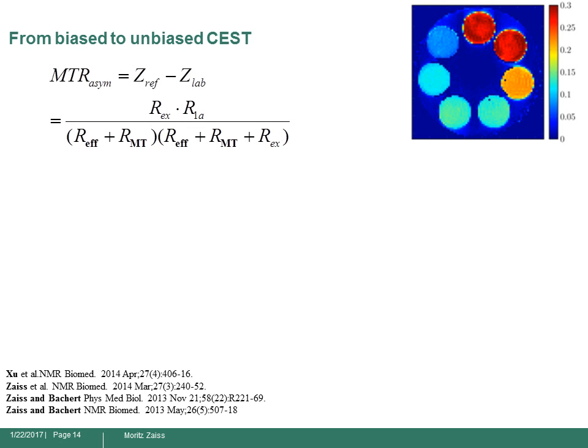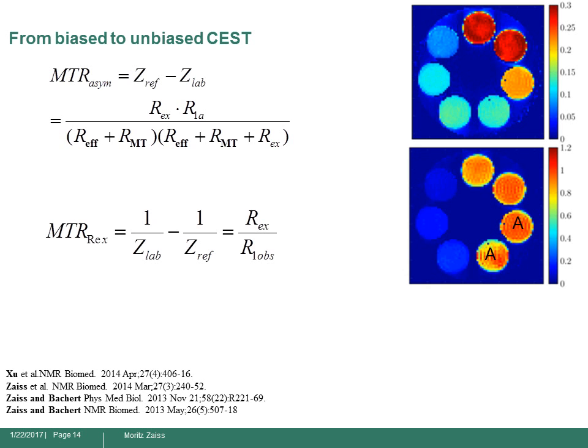So if you look into this asymmetry and use this difference, then we see that this term in the denominator is actually responsible for this dilution. So it's in the denominator, and also the R effective and RMT, so this is T1 and T2 relaxation, they are all in the denominator. So this actually dilutes the signal.